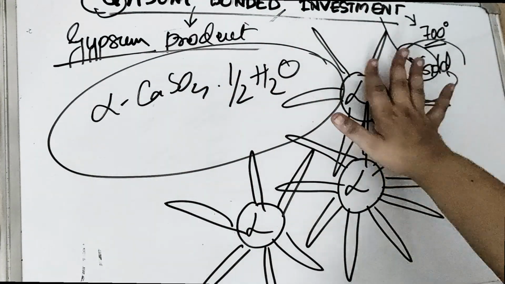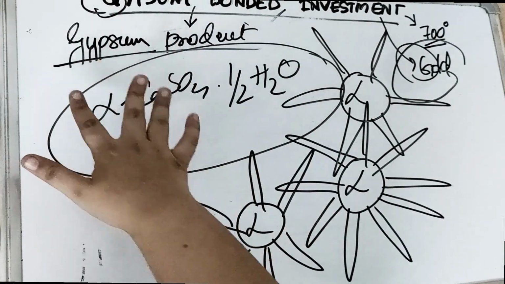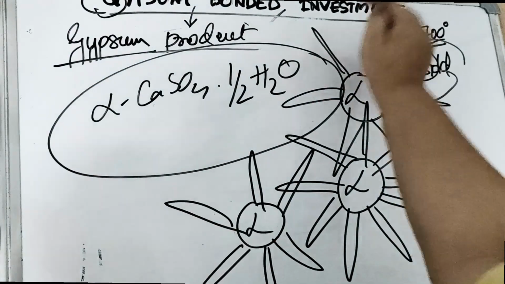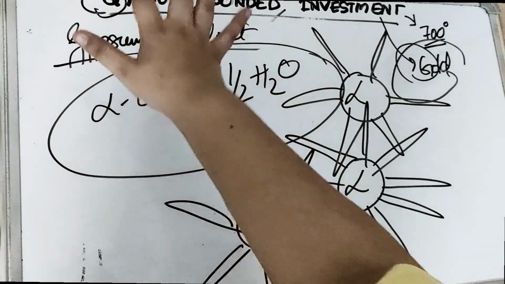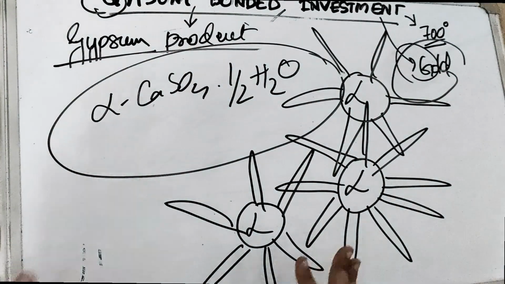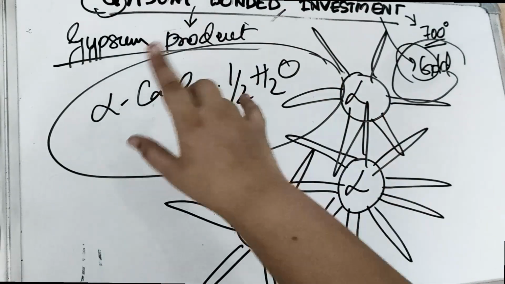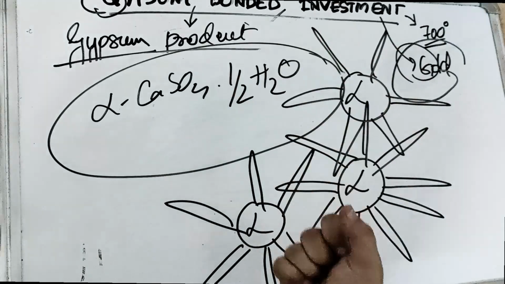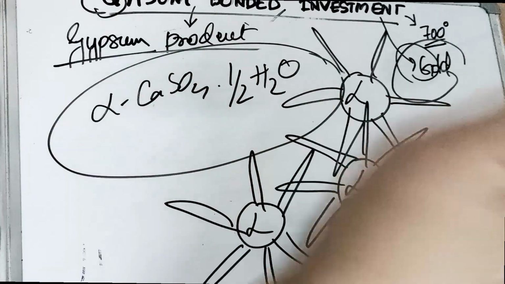First of all, we have the alpha calcium sulfate. As the name suggests, gypsum bonded. That means the gypsum particles are bonded to each other in the investment material. As I always tell you, you have to look at the name, understand the term. Once you understand the term, you will understand the whole concept. So that means gypsum particles are bonded to each other. That means there is going to be a binder also. Now we know how this gypsum hemihydrate crystal sets once we put water into it.